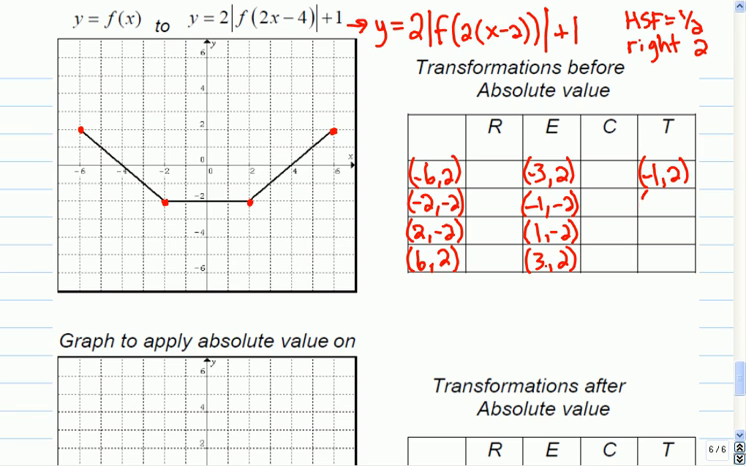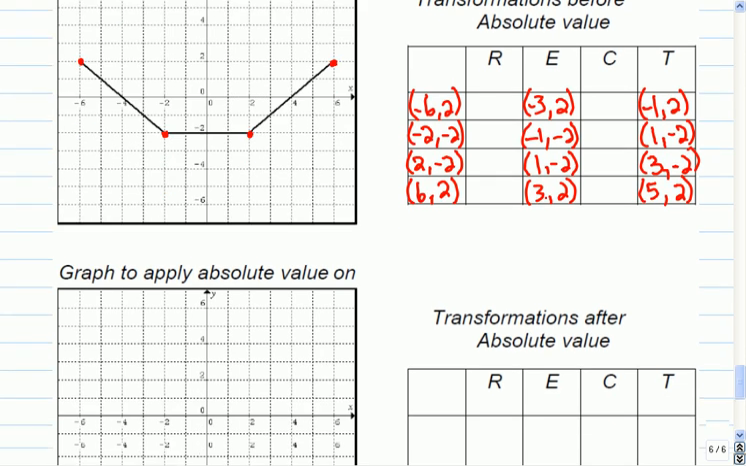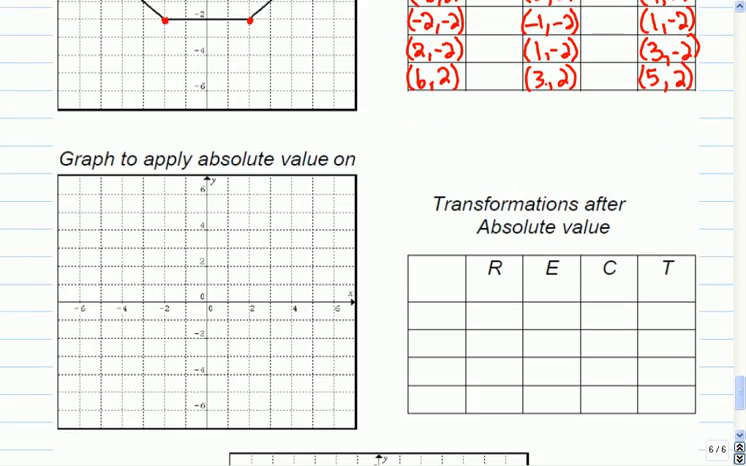So this will be -1, 2. This will be 1, -2. This will be 3, -2. And this will be 5, 2. Okay. So now what I'm going to do is plot those points to double check the graph that's going to have absolute value applied to it.